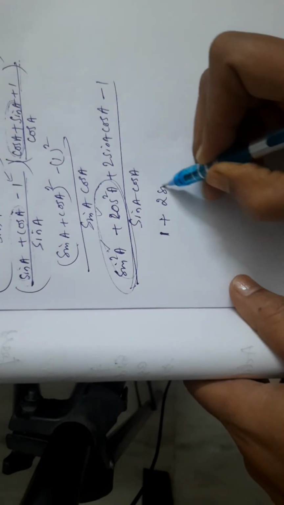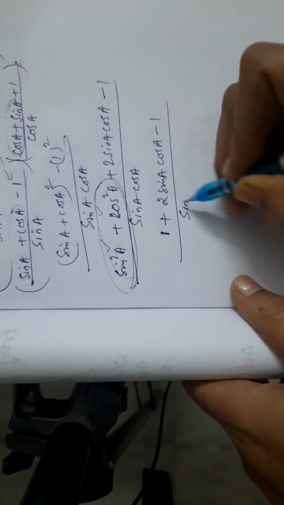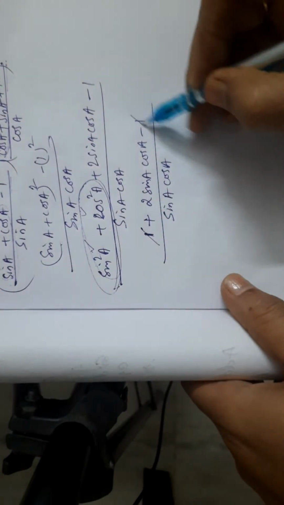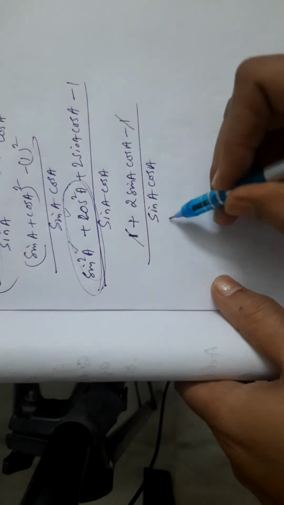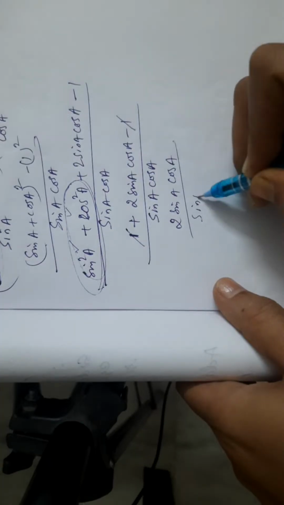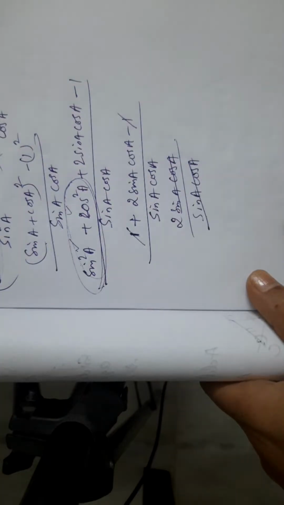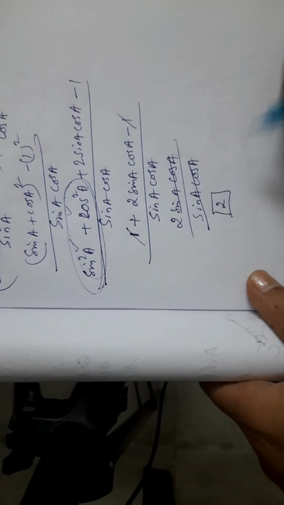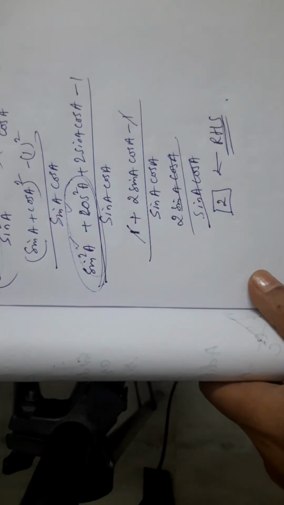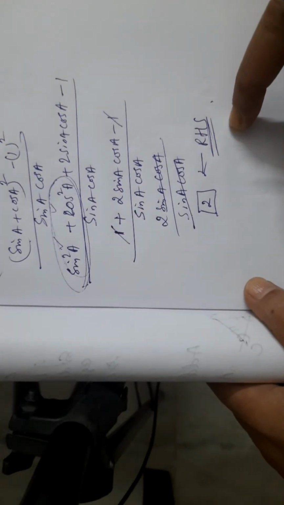1 plus 2 sin A cos A minus 1, whole divided by sin A cos A. So again this plus 1 and minus 1 got cancelled. We are left with 2 sin A cos A upon sin A cos A. Again these terms will get cancelled, so finally we have 2. This is our RHS. We need to make LHS equal to RHS. Thus we got both sides to be 2. So this we completed. Next question.